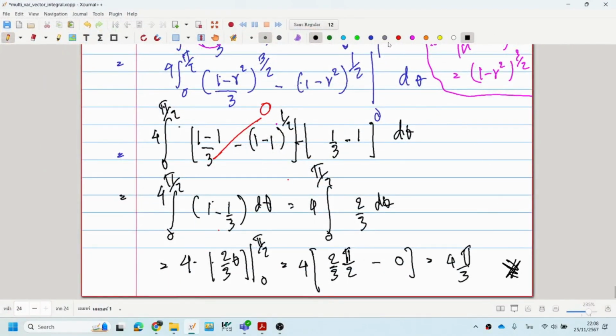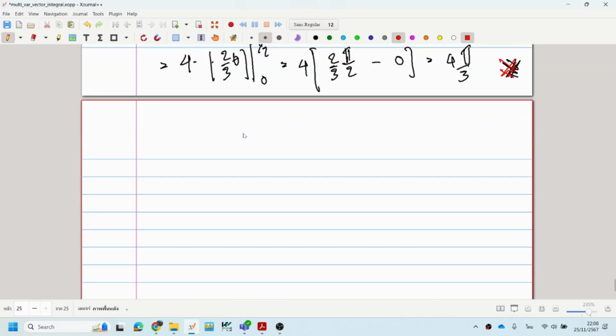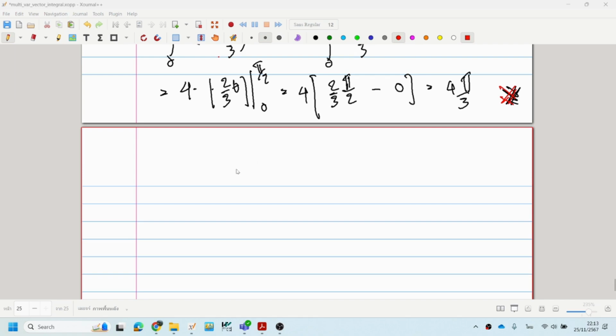That is the answer. The final solution is in the vector integral. There are two theorems. The theorems are really to help you solve complicated problems. One is the divergence theorem.